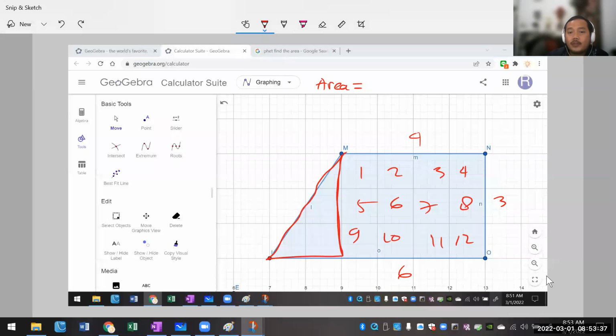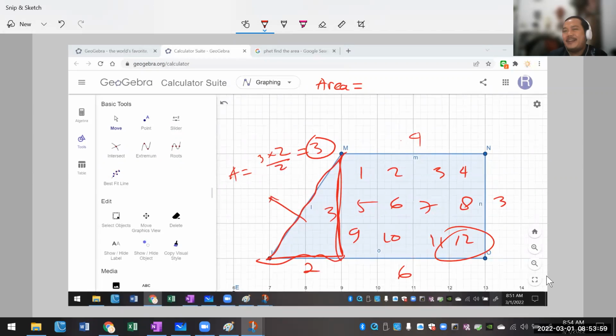Actually, we have 12 in here, right? So the right side over here, guys, we have 12 of that. So we needed 3, right? This is 2. The base is 2. The height is 3, and we know that this is a triangle. So the area of this triangle here will be 3 times 2 divided by 2, that will be equal to 3. And 3 plus 12 equals 15.